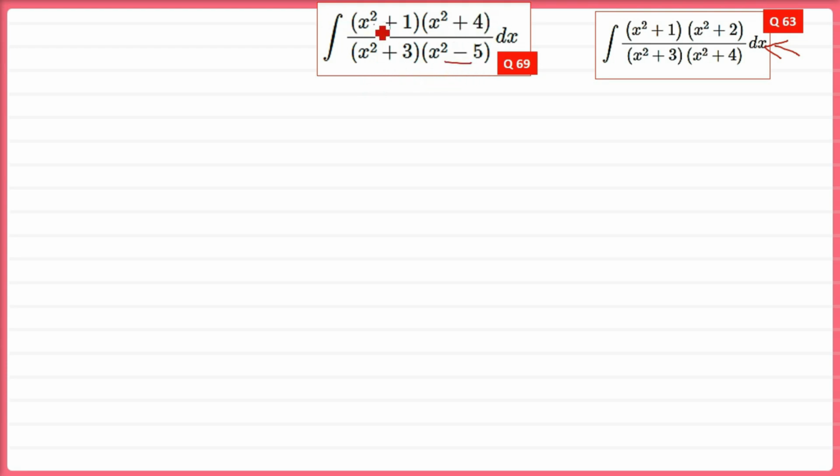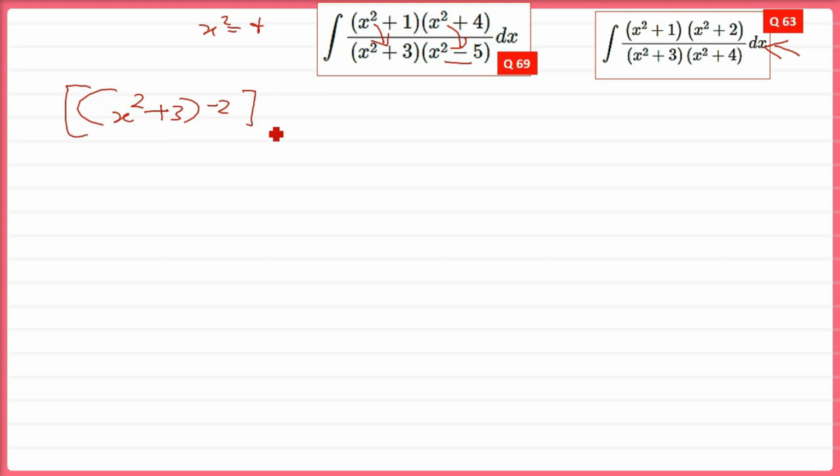But if you want to do it the way I am telling you, this x square plus 1 and x square plus 4 will be represented in the form of x square plus 3 and x square minus 5. So what I am trying to suggest here is that x square can be placed as t. Even if you place x square equals to t, the numerator and denominator orders are the same, x raised to 4, so you ought to divide them. That is the main key of division, which we have learned in question number 63 also.